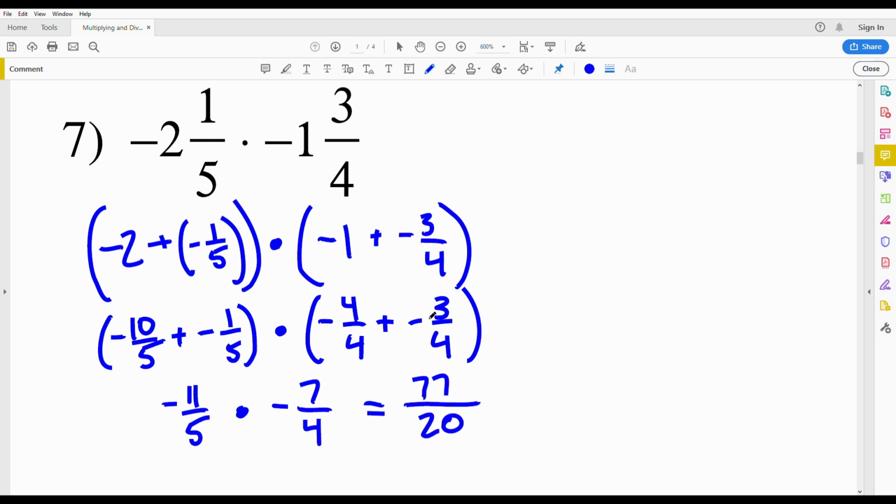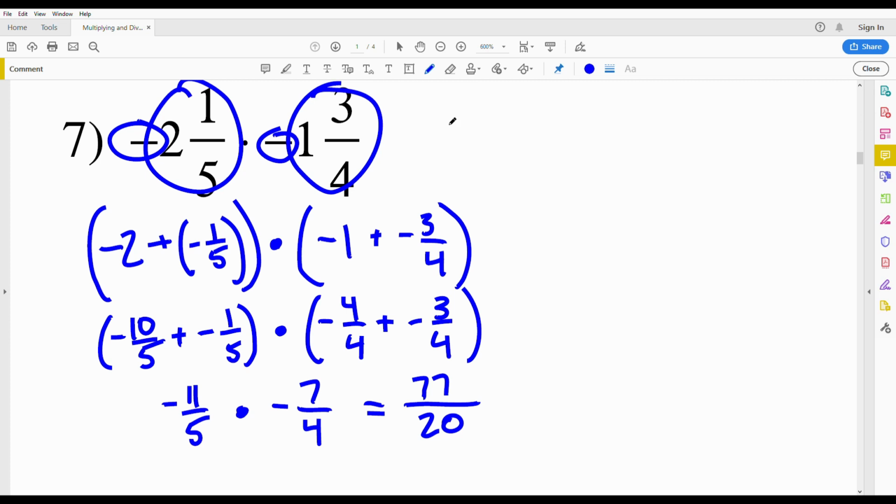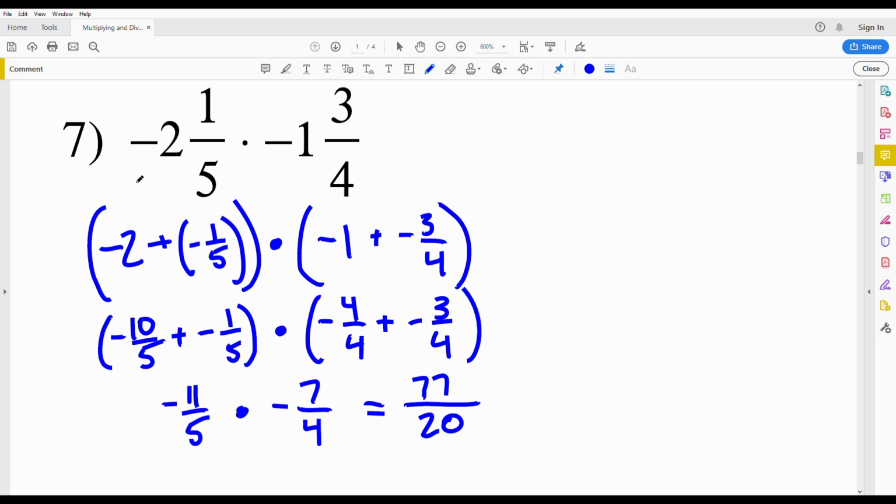But really, if you think about it, we could have known the answer was positive in the beginning because we have a negative number times a negative number that's going to equal a positive. So we really could have treated these as positives the entire time. But we need to understand that a negative times a negative is a positive. And because we started with mixed numbers, we're going to end with mixed numbers.